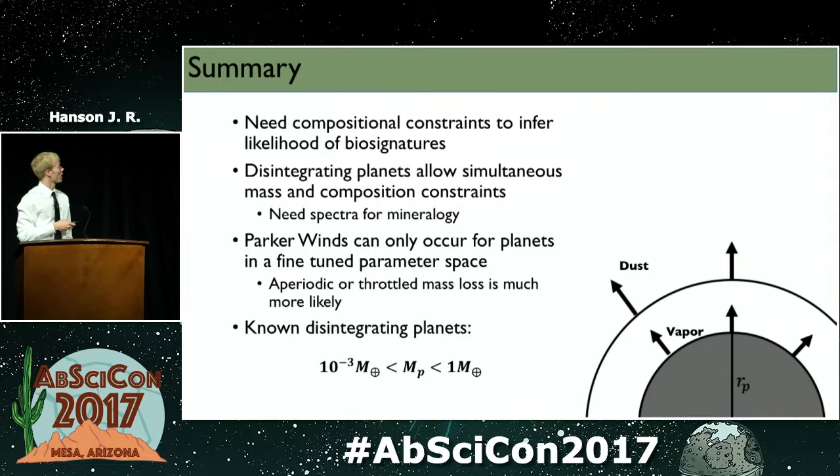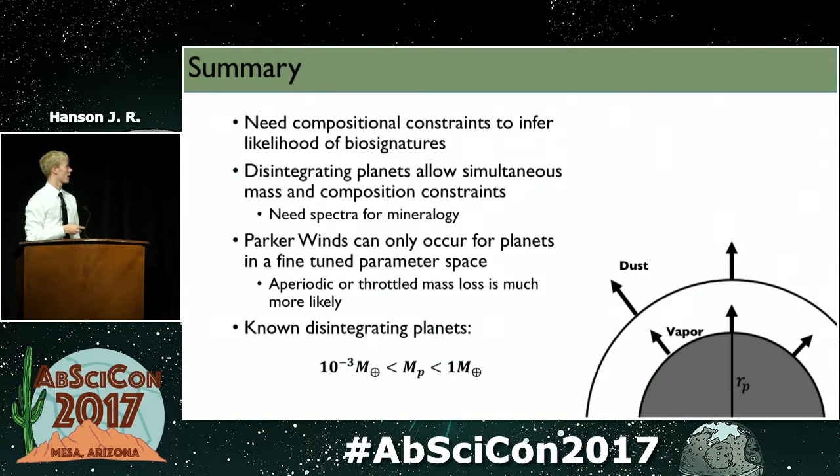So in summary, compositional constraints are very important because we're going to need them to put constraints on the abiotic signatures of planets. Disintegrating planets allow simultaneous mass and compositional constraints, which is very important. And the main results from this talk are that Parker winds are a very fine-tuned solution space, and aperiodic or throttled mass loss is probably more likely, where you pass in and out of this regime where you're capable of launching steady-state winds.